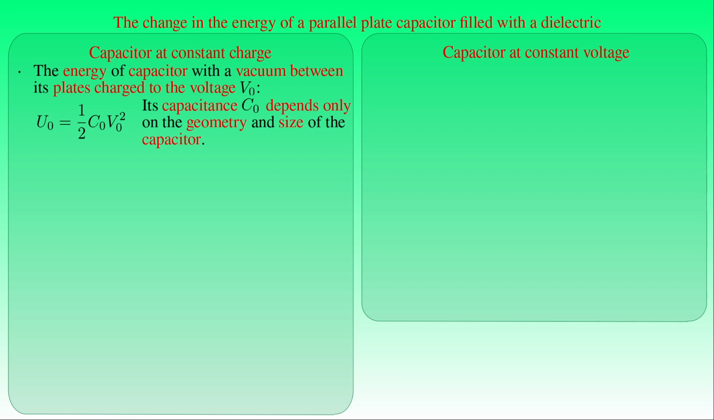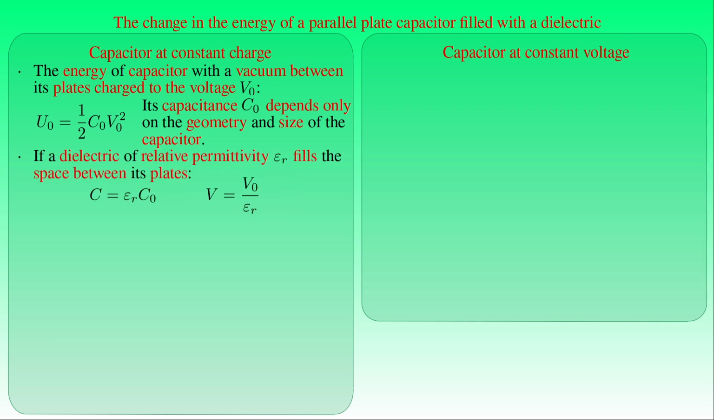We also saw that if we insert a slab made of a dielectric material between the plates of the charged capacitor, then both the capacitance of the capacitor and the voltage through the capacitor will change. It was shown that for a slab filling the whole space between the plates the capacitance C of the capacitor is given by the relative permittivity epsilon r of the dielectric times the capacitance C0. Similarly, the voltage V through the capacitor is equal to the voltage V0 over the relative permittivity epsilon r.